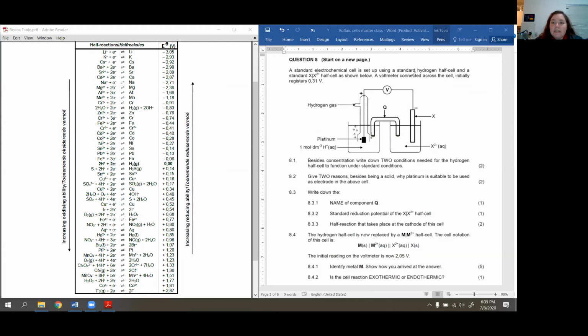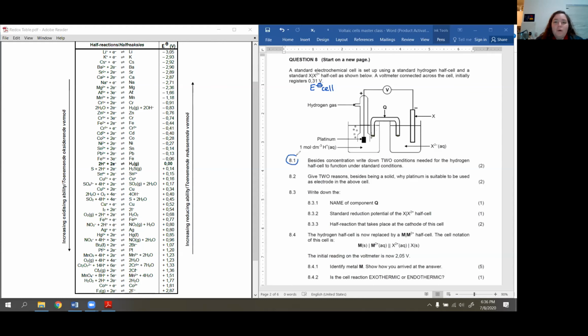A voltmeter connected across the cell initially registers 0.31 volts. This is your E theta cell. Okay, that's what that value is. So there's your hydrogen gas. It's got a bit of a different electrode because it's got the gas coming in, and we've got our aqueous solution at the bottom. We don't know what X is. All that we know is that it must be able to form 2+ ions, which limits us a little bit, but not enough for us to be able to be sure.